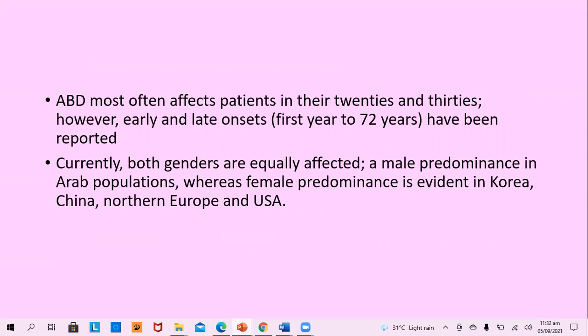ABD most often affects patients in their 20s and 30s. So it's a disease of young adults. However, early and late onset, even at 72 years, has been reported. Currently, both genders are equally affected, with a slight male predominance in the Arabic population, whereas there is female predominance in Korea, China, North Europe, and USA.